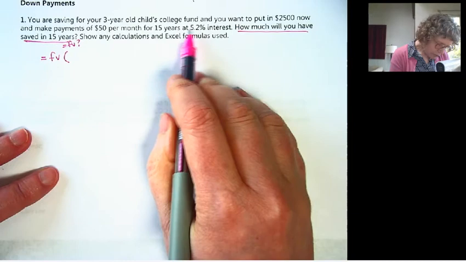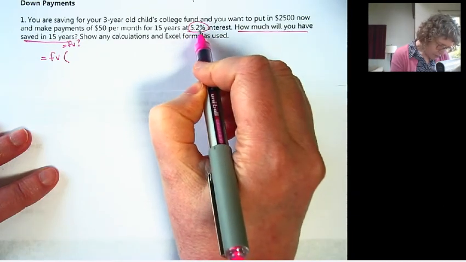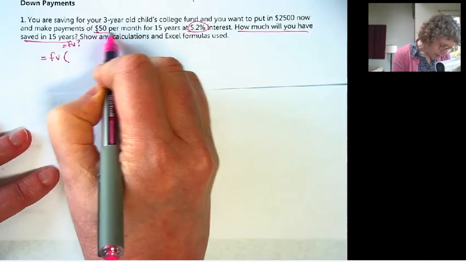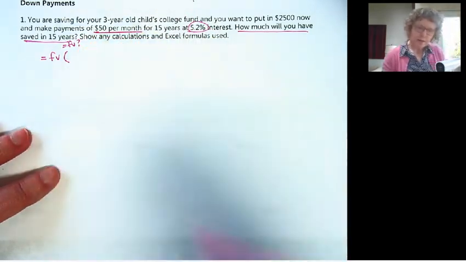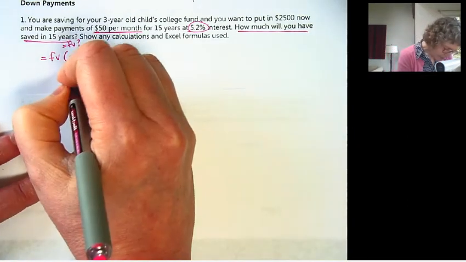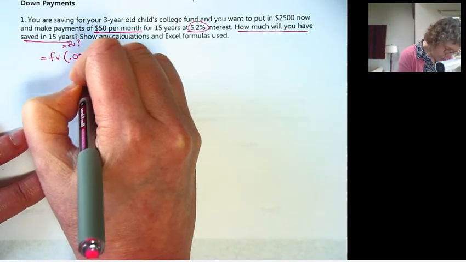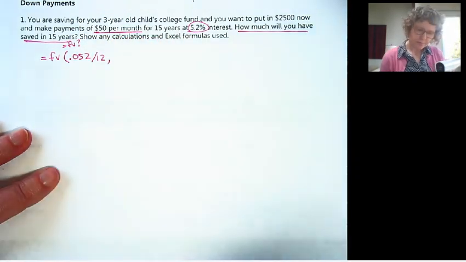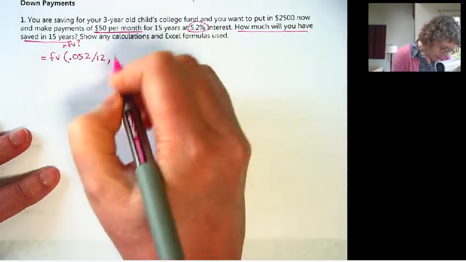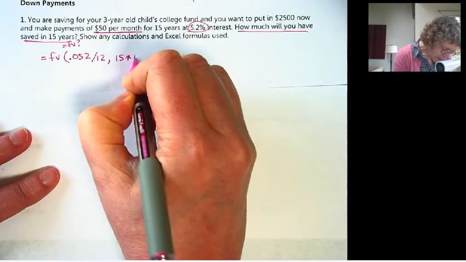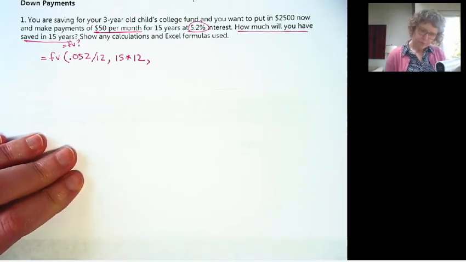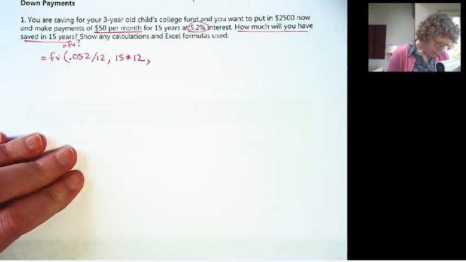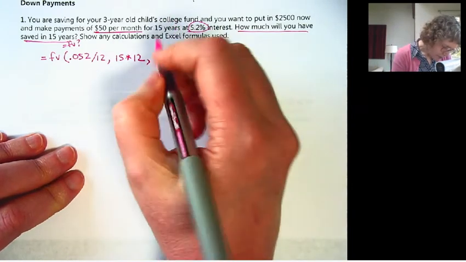let's see what else. So our rate is 5.2% interest, and we're making monthly payments. So I know I have to divide that by 12. So the rate, looking at my formula here, the rate comes first, 0.052 divided by 12. Number of periods, 15 years times 12 months. The payment is $50 a month.